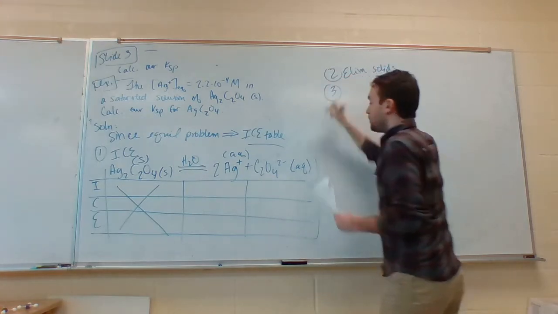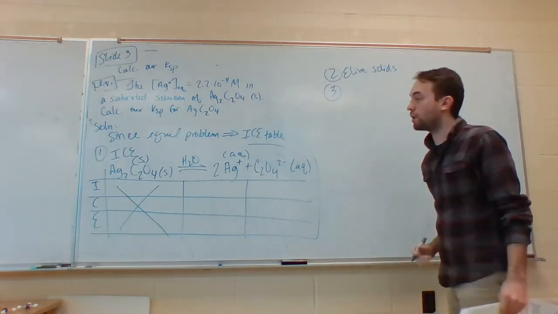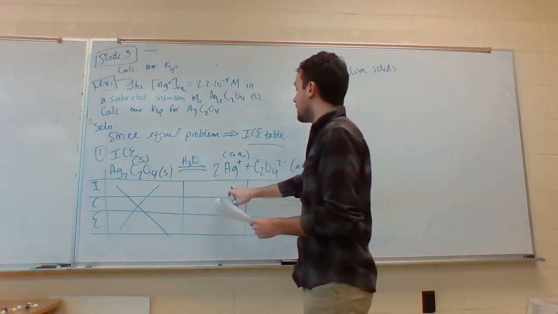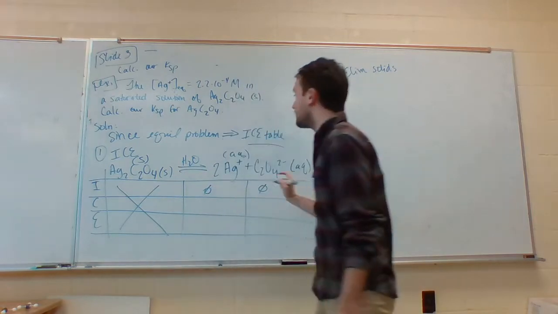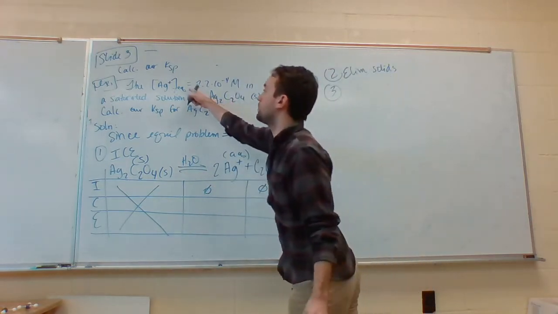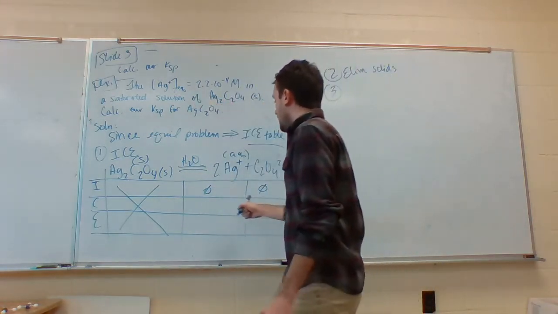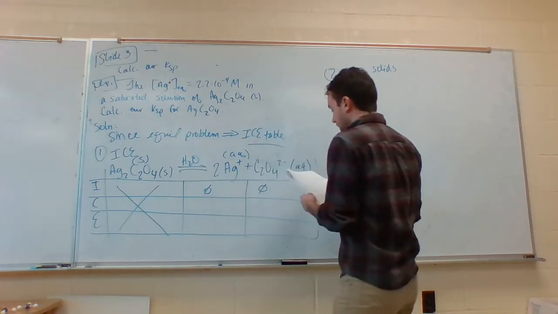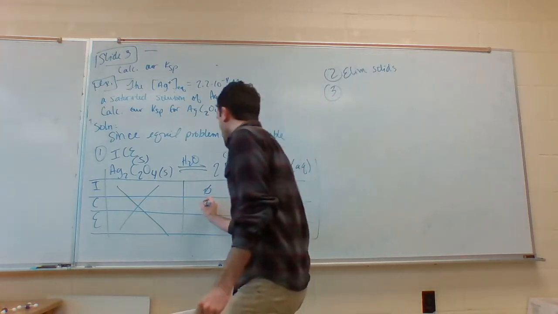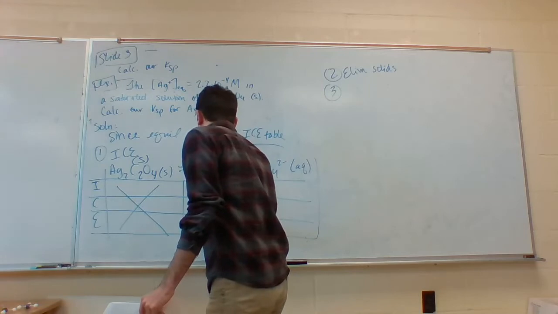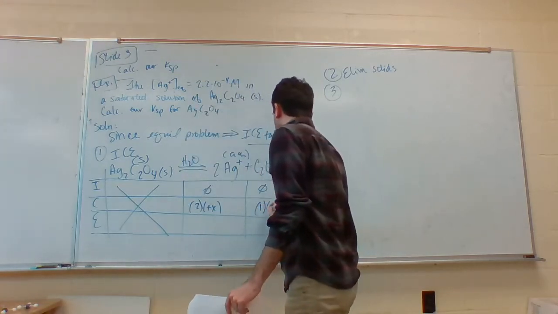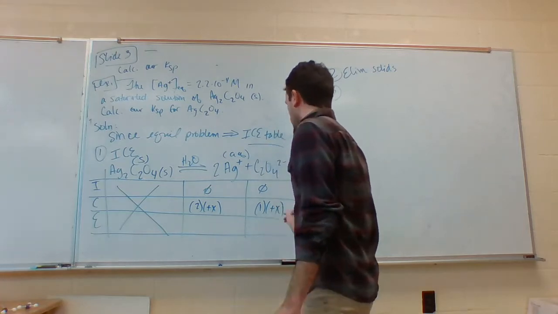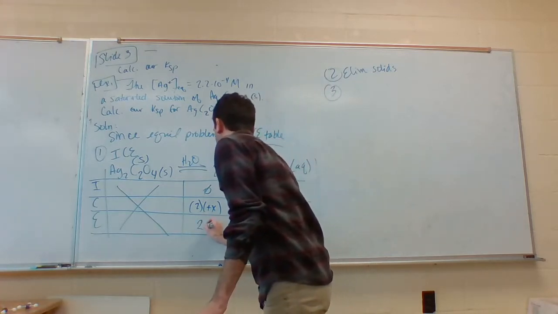Step 3, as always, we're going to work our way down the table. We're going to start out with none of these because we have none of those initially. That's at equilibrium. Then we work through our problem as always. So we have 2 times plus x, remember it's on the product side, 1 times plus x. So we're going to have x and 2x.